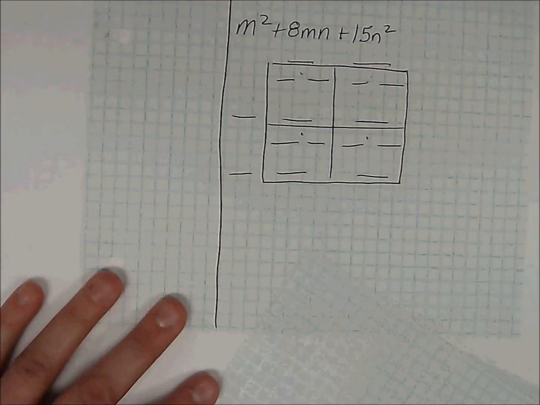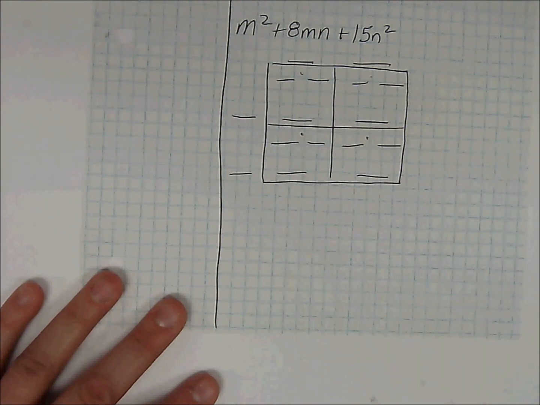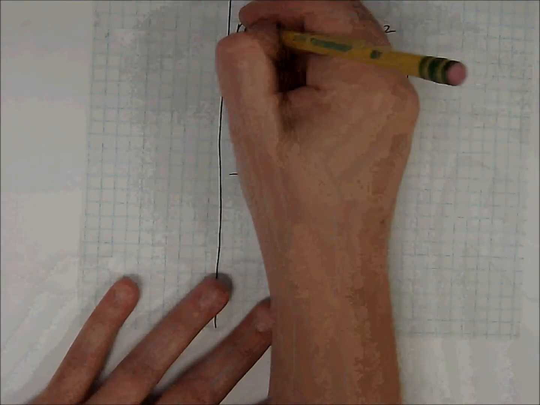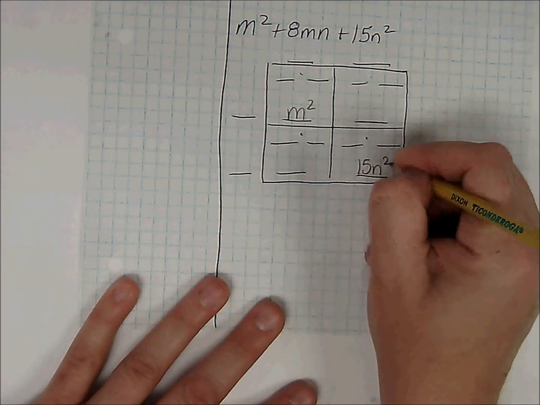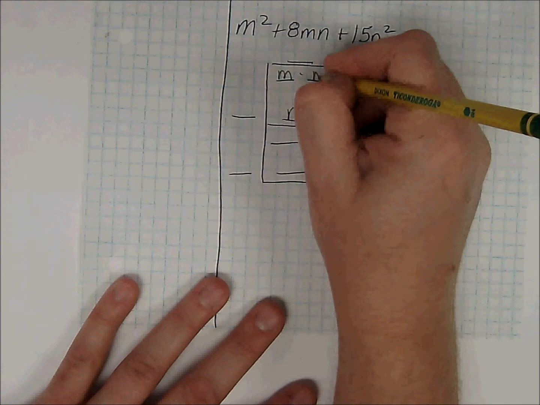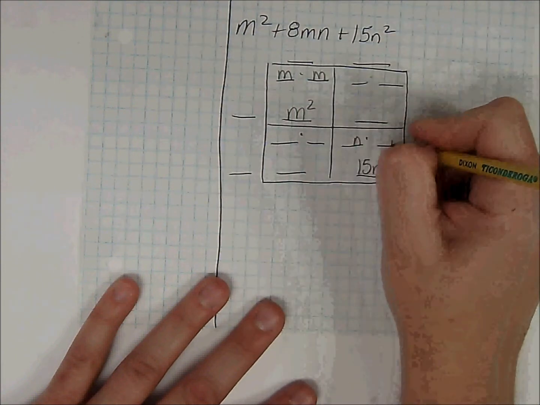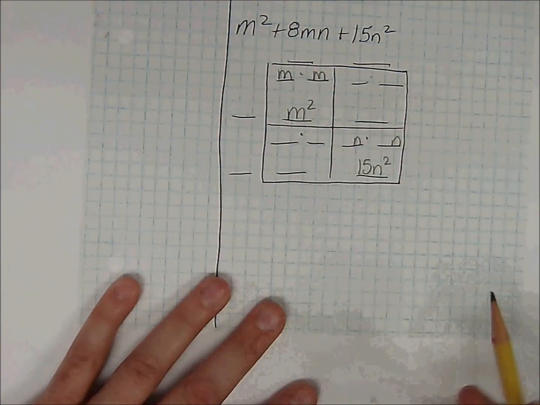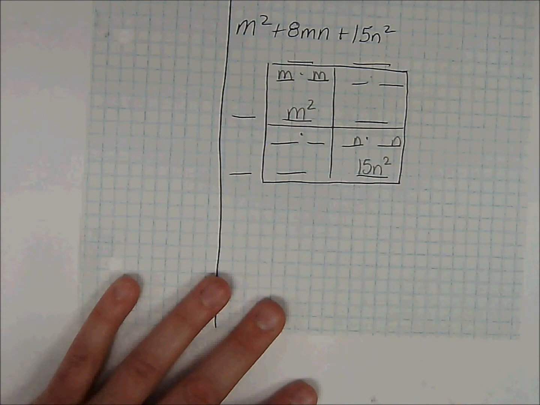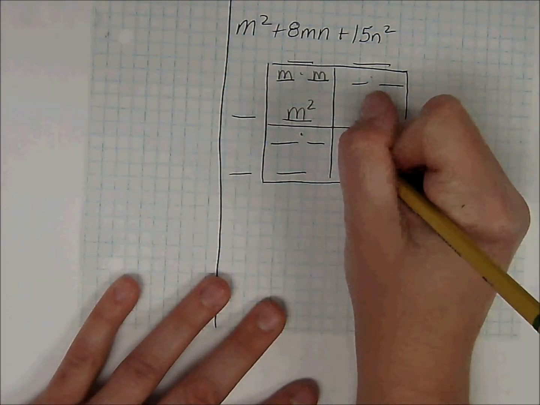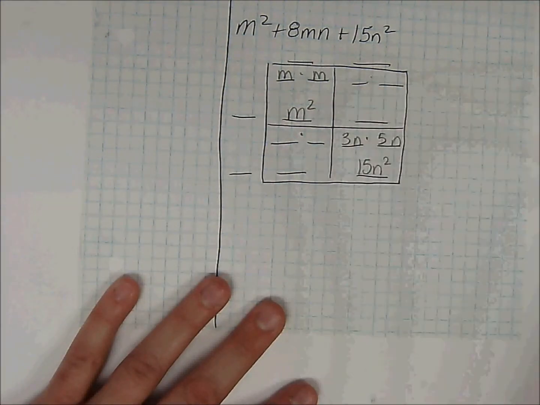All right, so now let's look at another one. We're looking at this one here. And again, the first number goes here. The last number goes here. I know the M, and I know the N. That's the easy part. Everything's positive, so everything's going to be positive in the problem. What multiplies together to give me 15, but adds together and gives me 8? And I think I'm going to use 3 and 5.